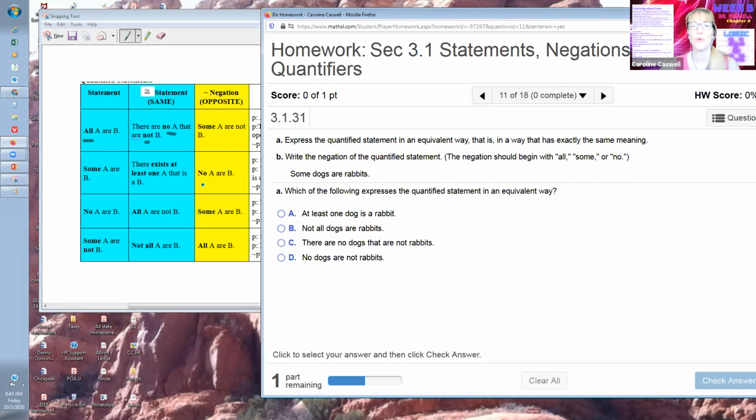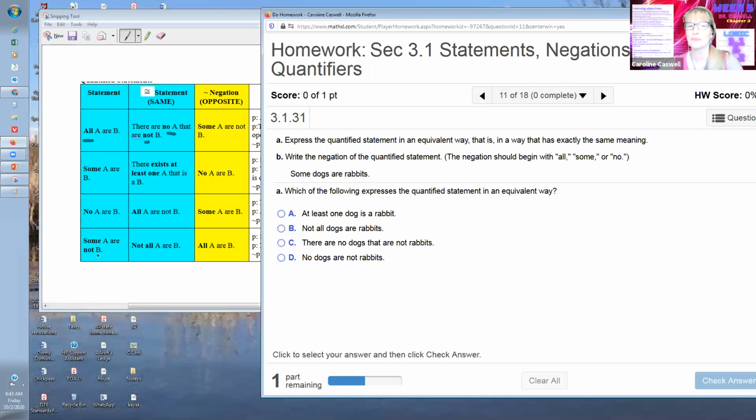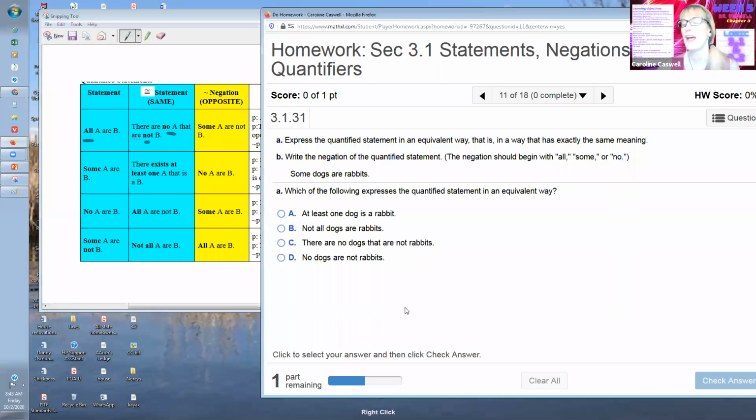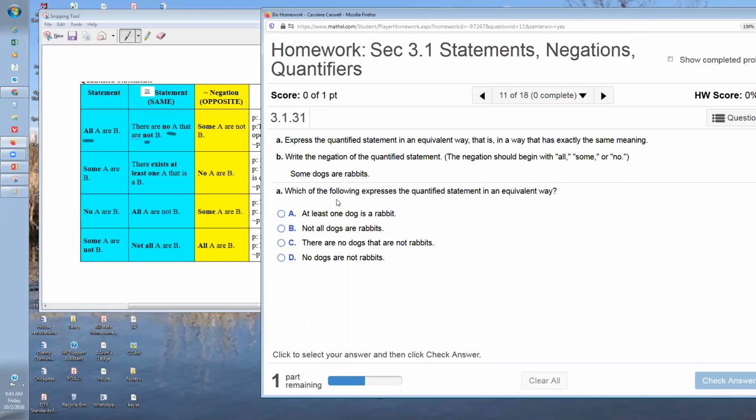Now we go down to row 4. Did you say 4? Yes, 4. So 4 was some are not. Is that what we have? Some are not? Do we have some are? We have some are. So let's try again.